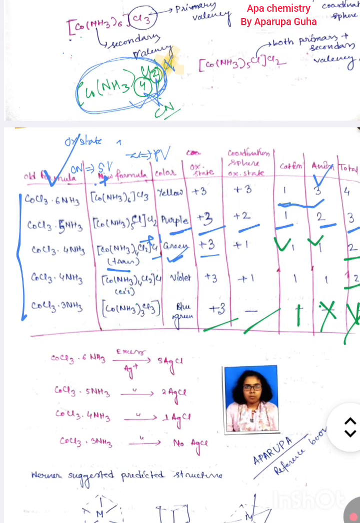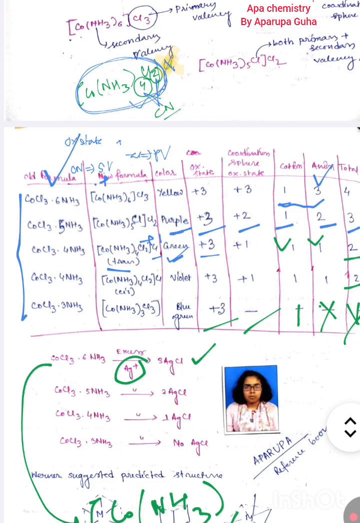So when excess Ag plus is given, AgCl precipitate can be formed. So there must be 3 AgCl. That means the structure is cobalt NH3 whole 6 Cl3. That's why these Cl3 release as 3 AgCl. Okay, next one, cobalt Cl3 5 NH3. There must be 2 AgCl formed. Why?